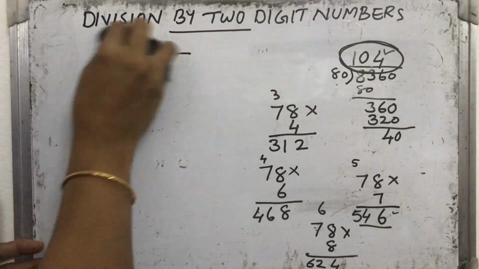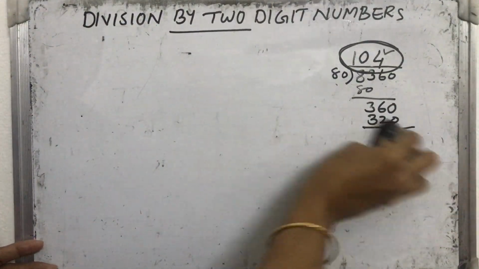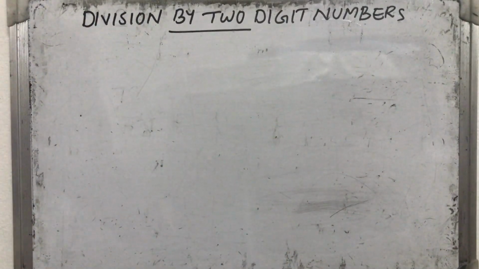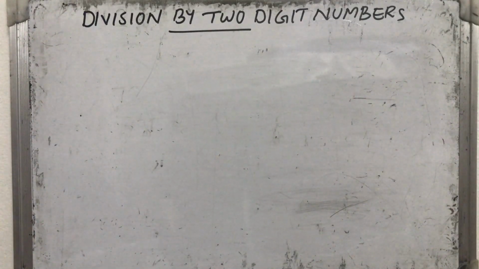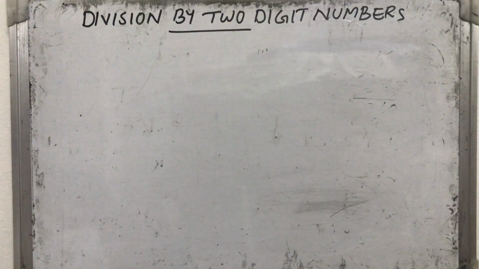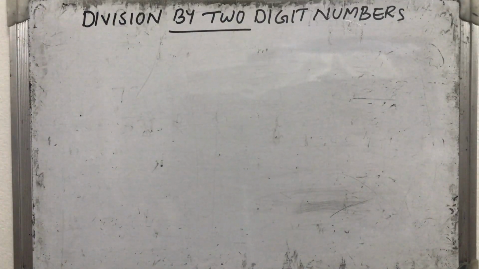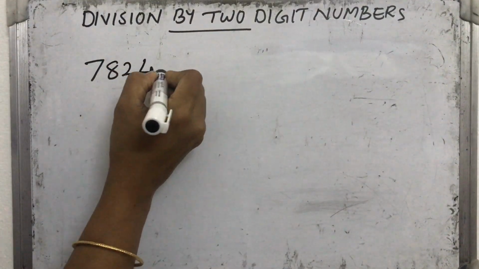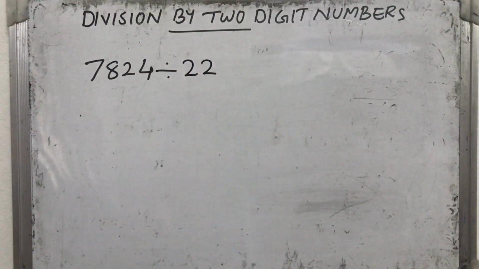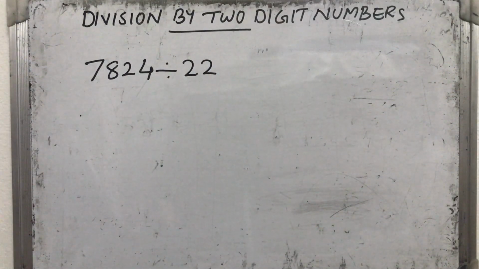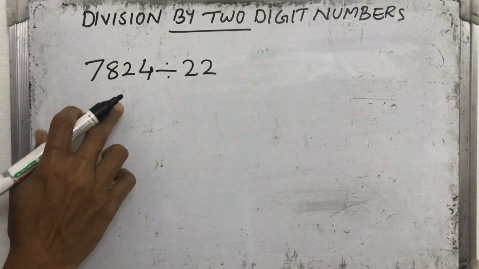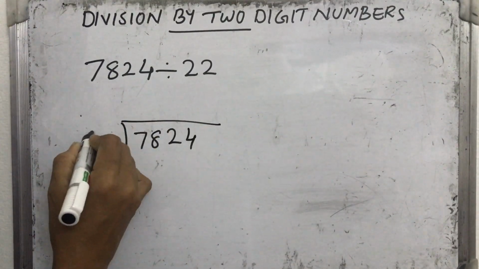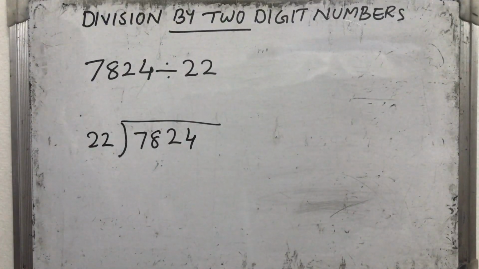Now we can discuss another example. Without approximating numbers you can also find the answer, but this is an easy method to find the quotient. Another example, look: 7,824 divided by 22. Here we want to divide 7,824 by 22. Before that, we can find an approximate answer.